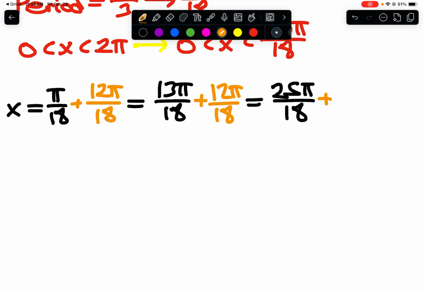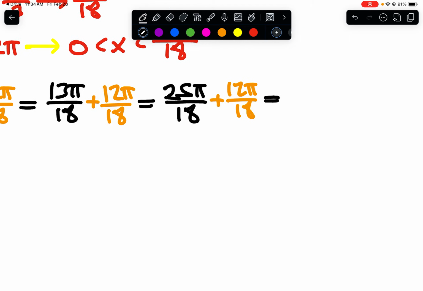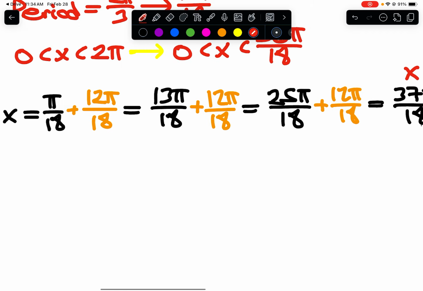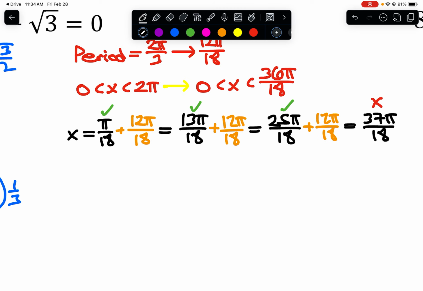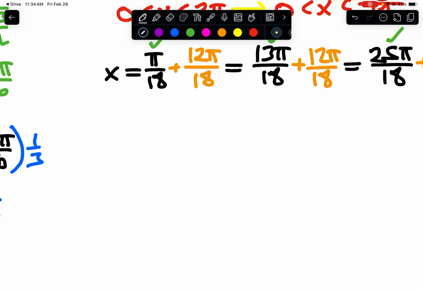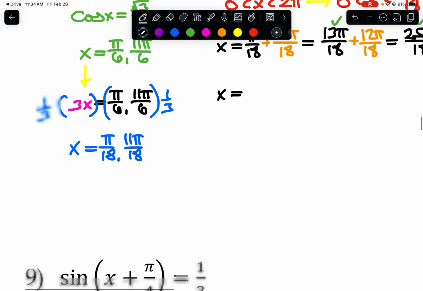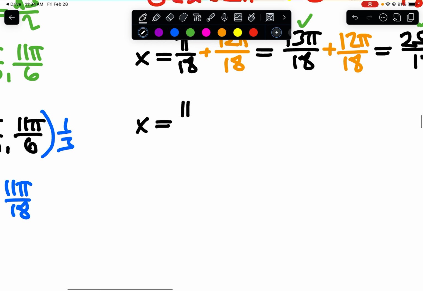And then if I add again, we're going to have 37 pi over 18, which has exceeded the numerator, so we can't have that one. But from this first set, we can have pi over 18, 13 pi over 18, and 25 pi over 18. So we've got 3 solutions total so far. Well, actually 4 if we count the first solution of the next set, which is 11 pi over 18.